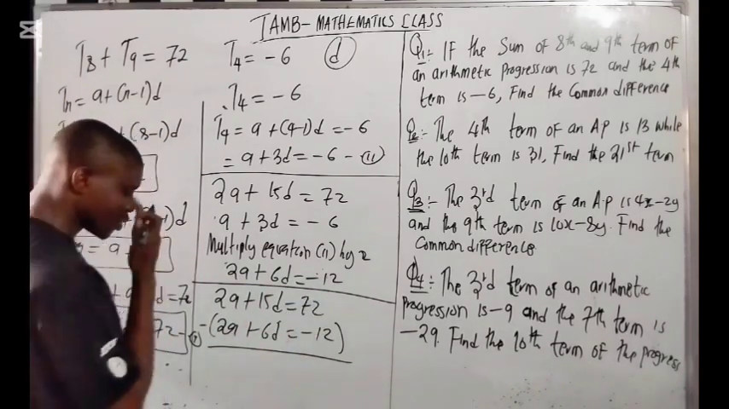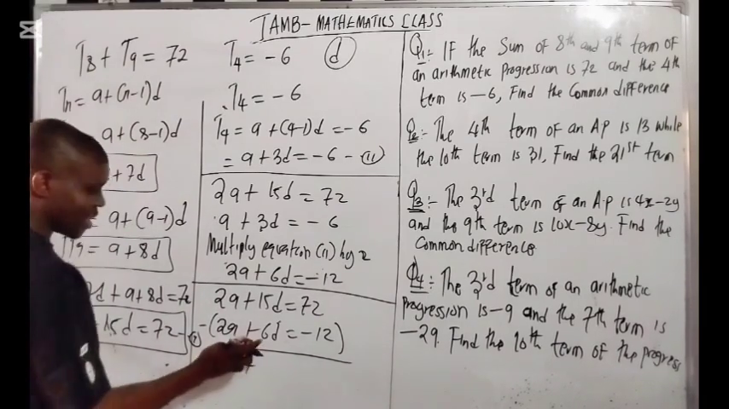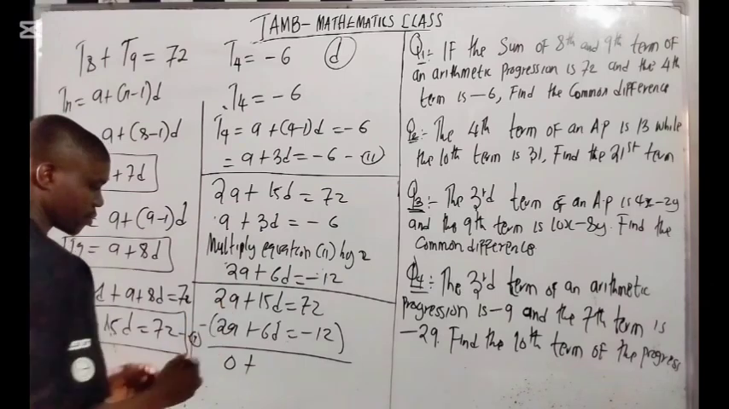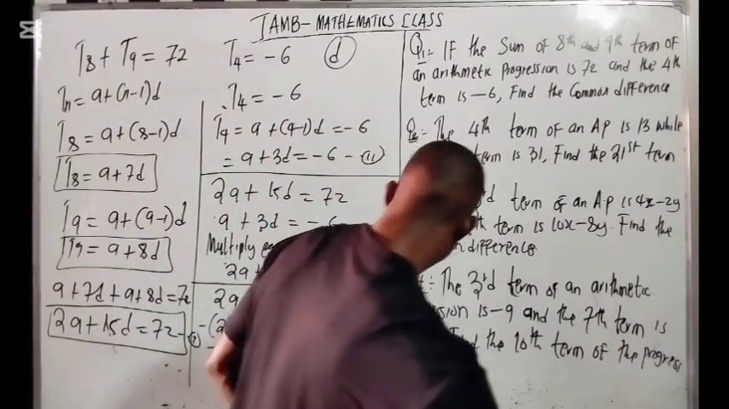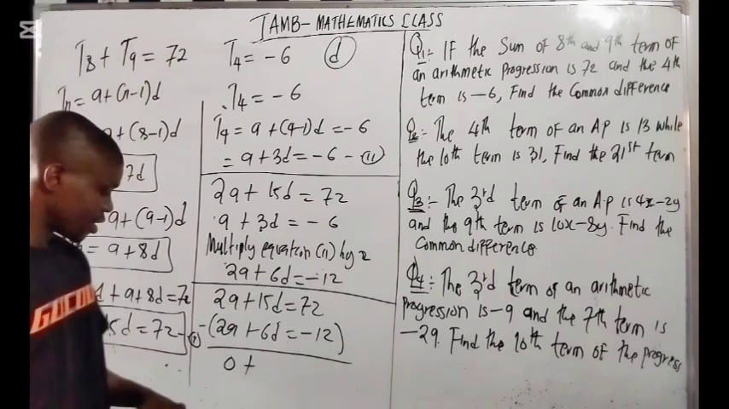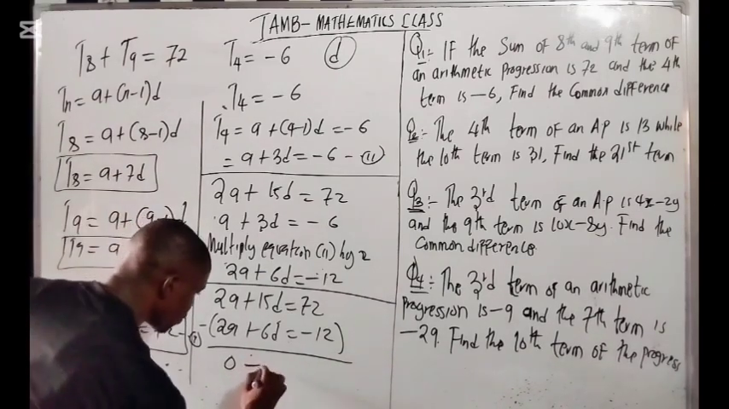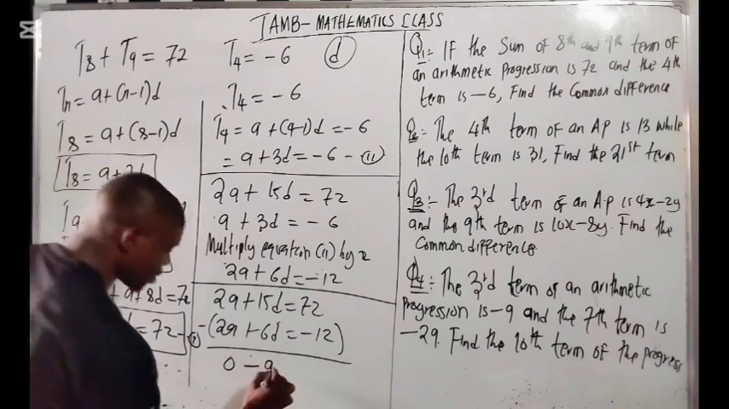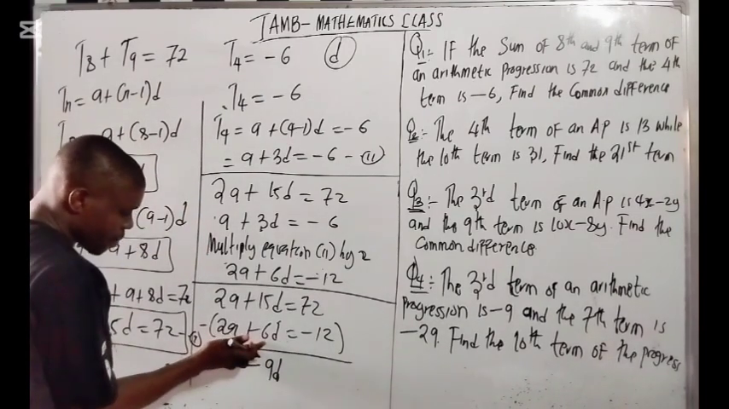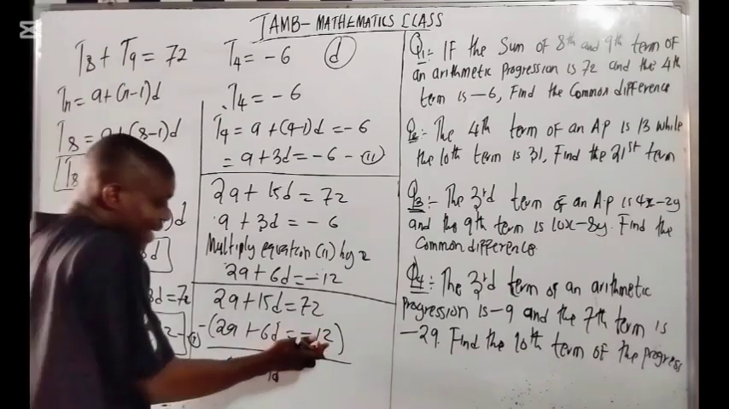This minus this. So 2a minus 2a is what? Is 0, plus 6d minus 15d. Right there, we have subtracted this from this here. So 6 minus 15 is what? Is minus 9. So here we have minus 9d, because 6 minus 15 is what? Minus 9d here, right?